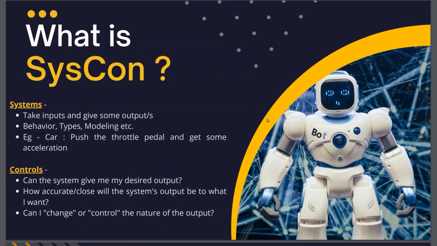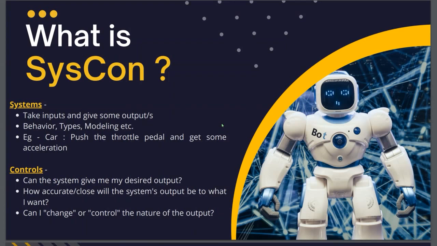And when we are studying systems, we are interested in studying the behavior of the systems or the type of systems or some ways to model the systems, generally mathematical models of the systems. For example, we have a car. So when you push the throttle pedal in a car, you get some output acceleration. So the throttle that you're pushing, that's the input, and the acceleration that you're getting is the output.